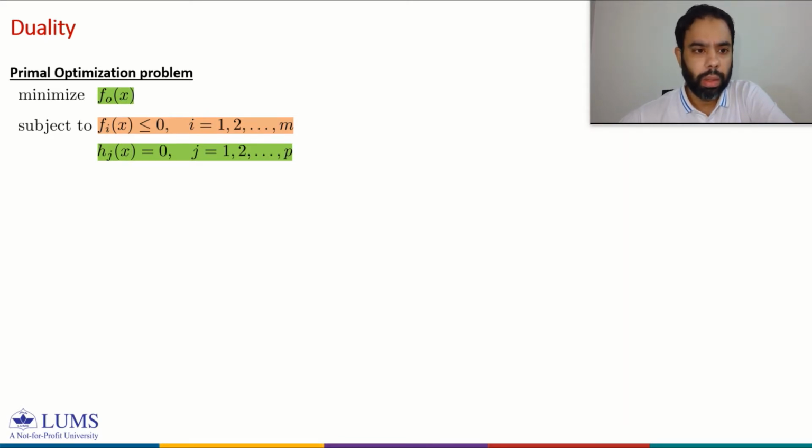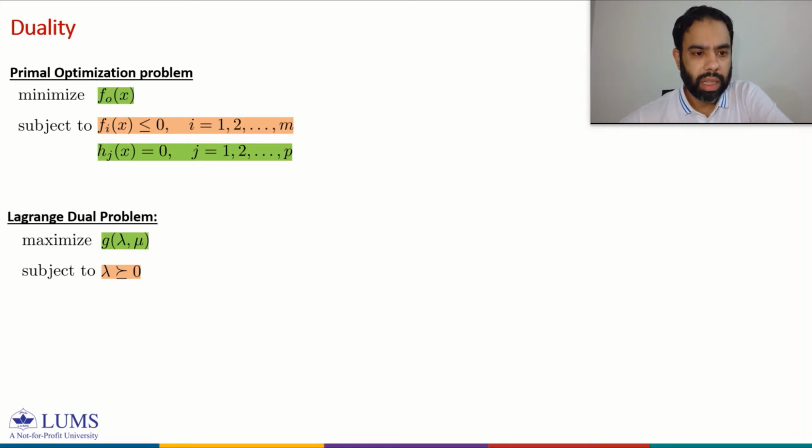So we have this formulation of the Lagrange dual problem in which we maximize g(lambda, mu). g(lambda, mu) is the Lagrange dual function, and lambda and mu are the Lagrange dual variables. We also note that the optimal points are denoted by x star for the primal optimization problem and lambda star, mu star for the Lagrange dual problem.